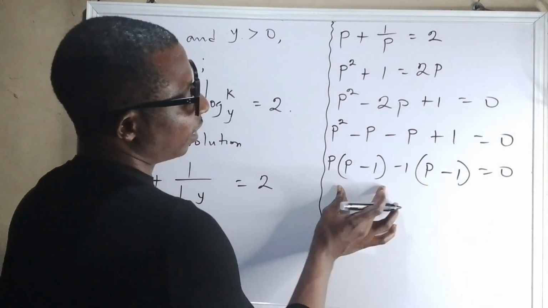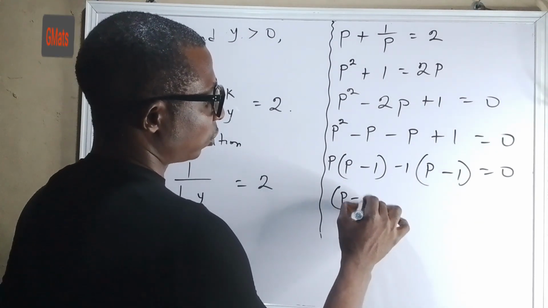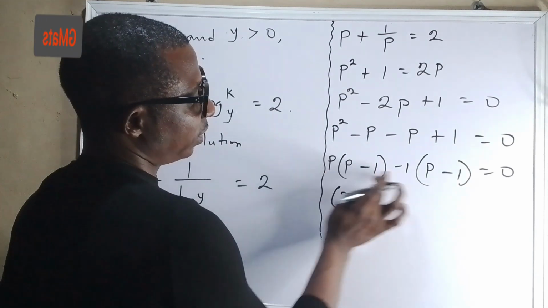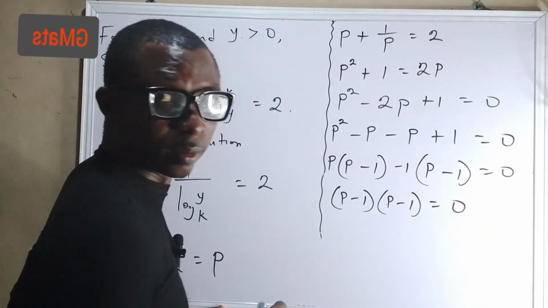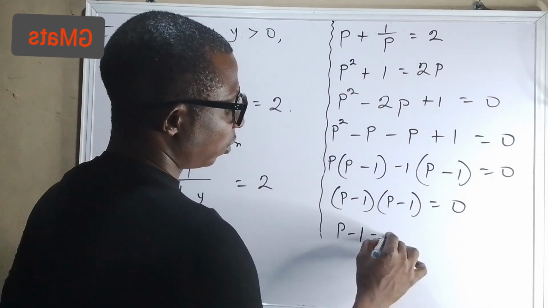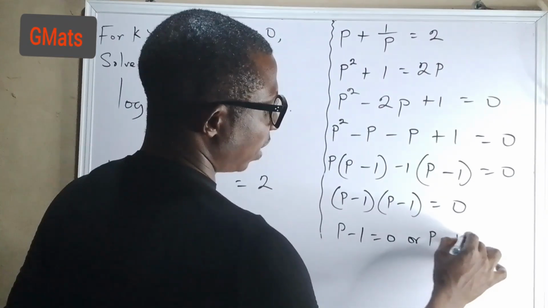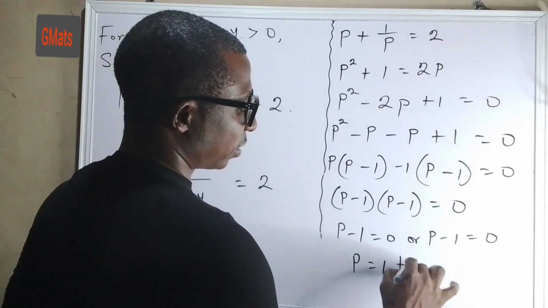So the common factor here is what? p minus 1. When you factor it out, you are left with p minus 1. p minus 1 equals 0. Alright, so you have p minus 1 equals 0, or p minus 1 equals 0. So we have p equals 1 twice.